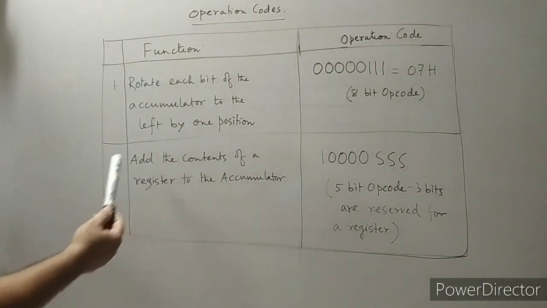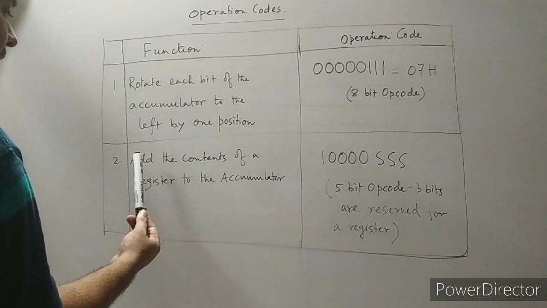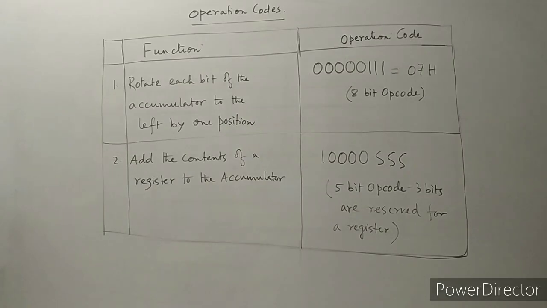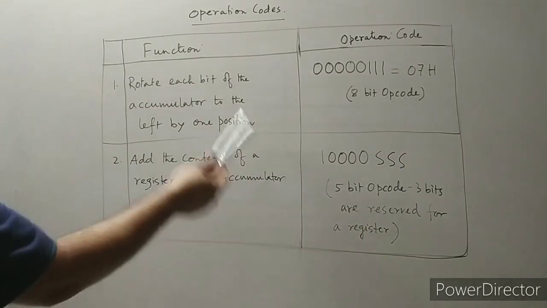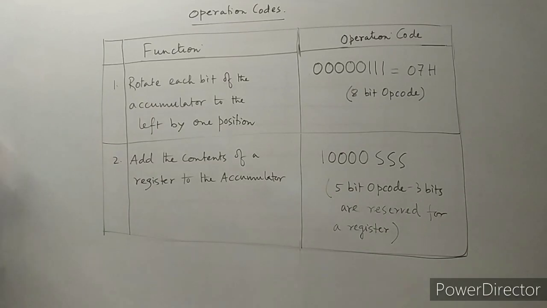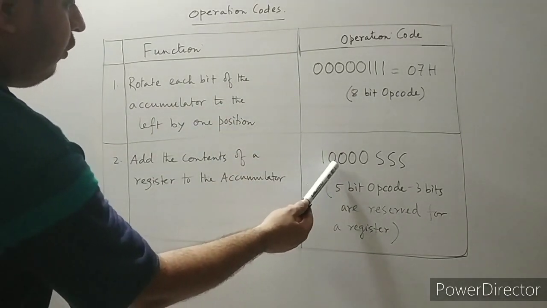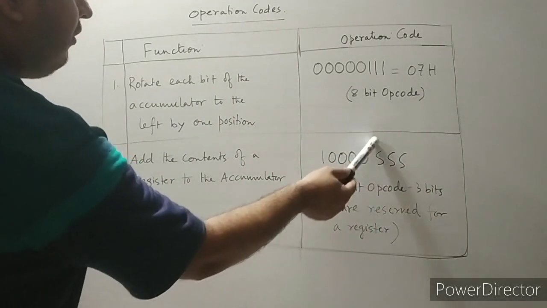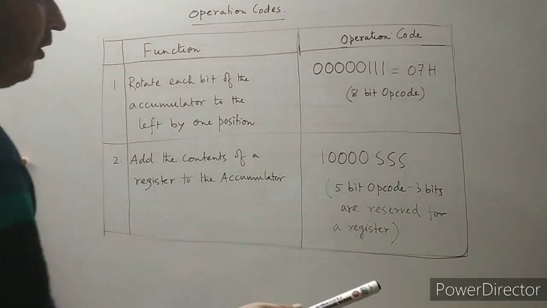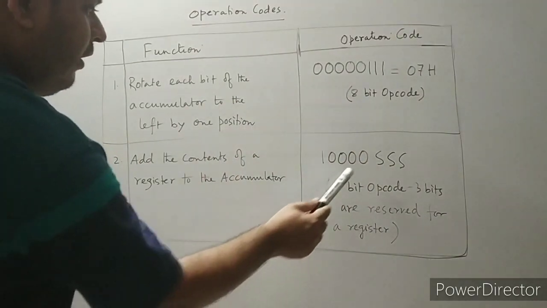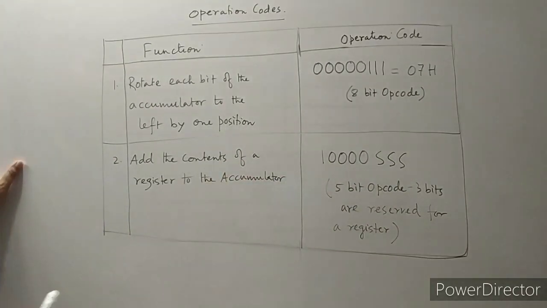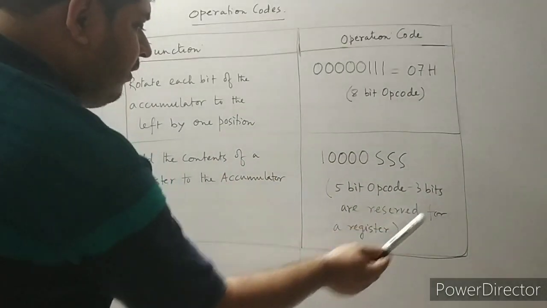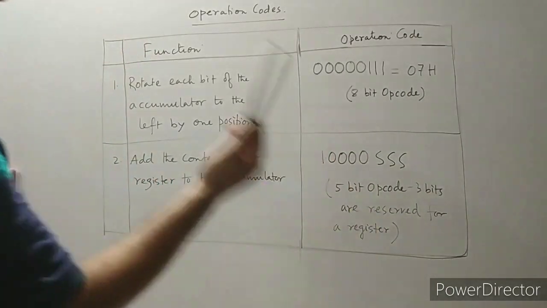For the second function, this is to add the contents of a register to the accumulator. You can add the contents of any register to the accumulator. So the operation code will become 10000SSS. The last 3 S bits are reserved for a register, and the first 5 bits are our opcode. So here we have a 5-bit opcode and 3 bits reserved for a register.